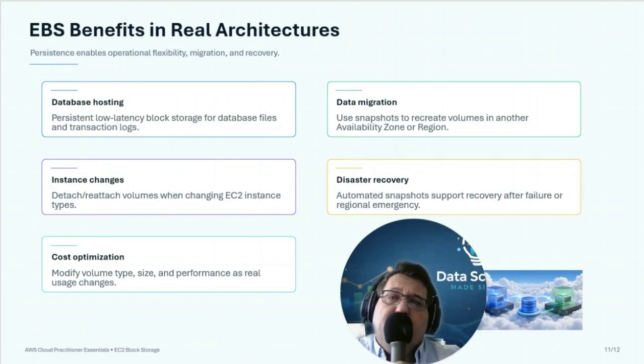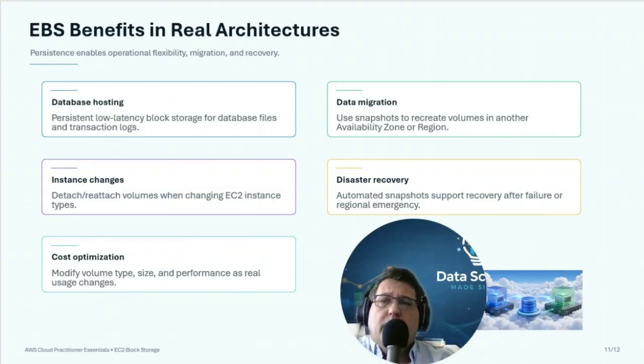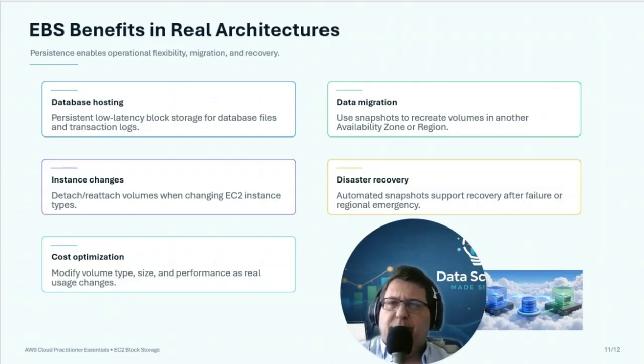Amazon EBS supports several practical architectural patterns. Database hosting: EBS is commonly used for database engines running on EC2. The EBS volume may contain database files, transaction logs, indexes, and configuration data. Databases benefit from EBS because it provides persistent, low-latency block storage with configurable performance.